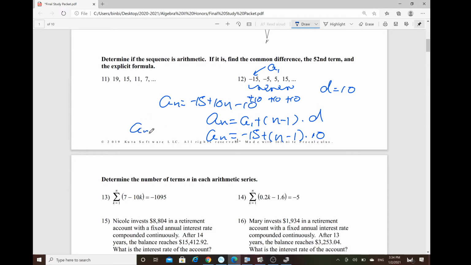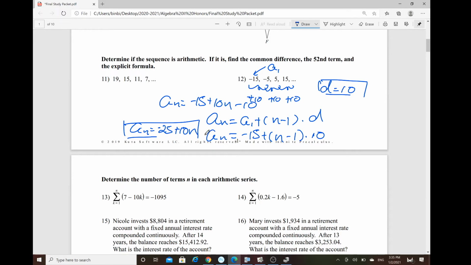So that means a sub n equals negative 15 minus 10, so negative 25, so negative 25 plus 10n. So that's the explicit formula. Common difference. And then once you get all this, you can find the 52nd term.